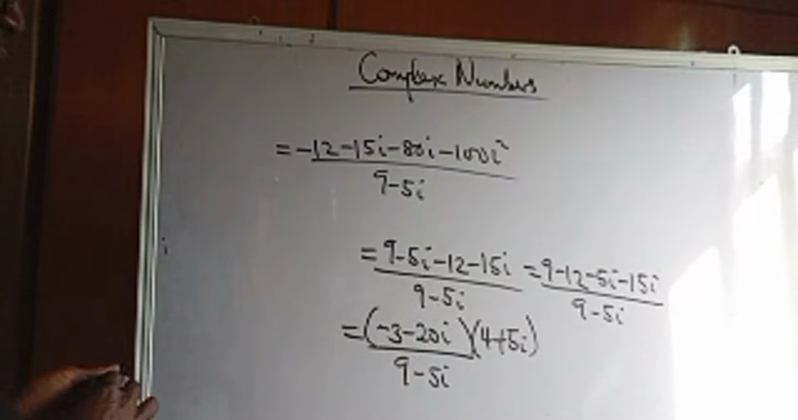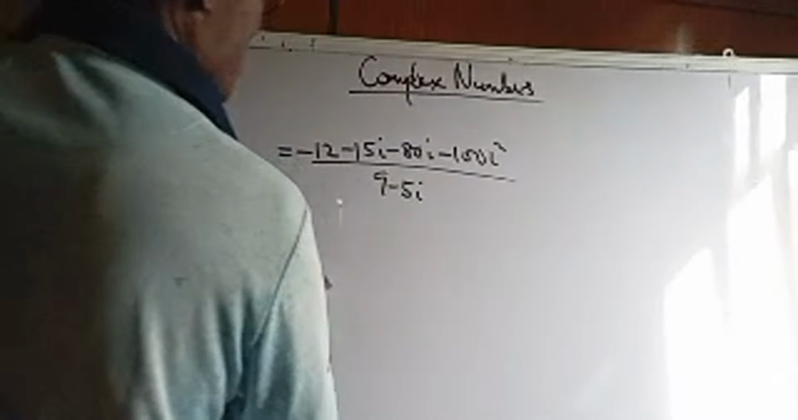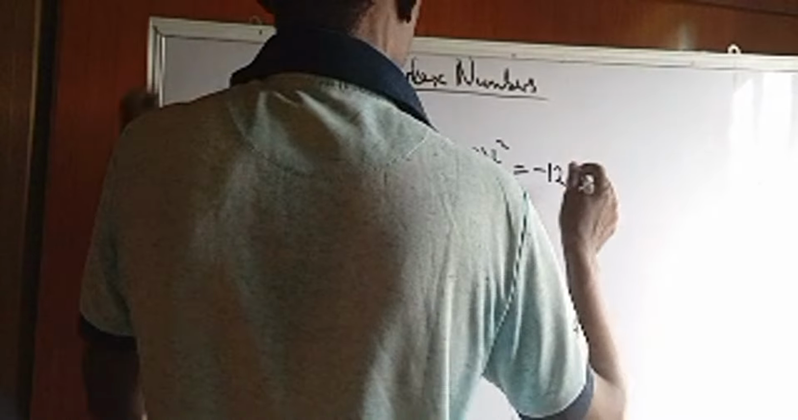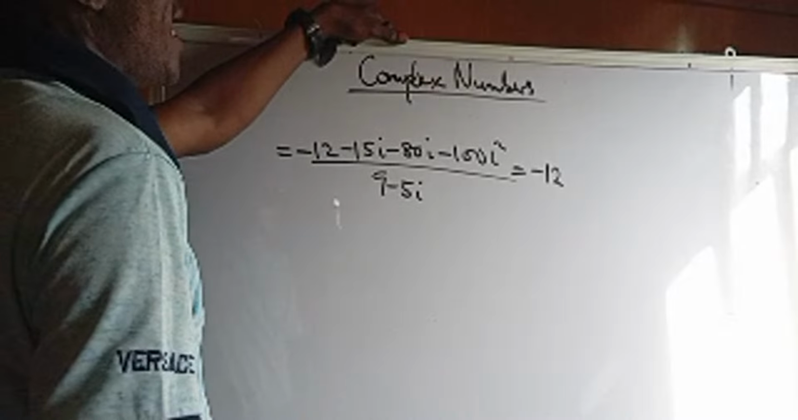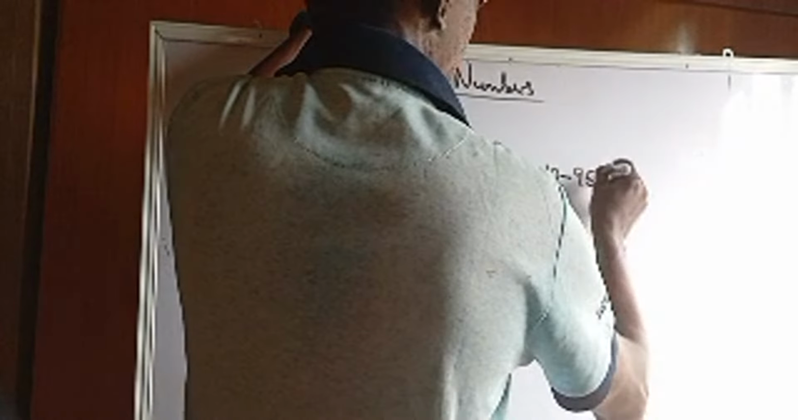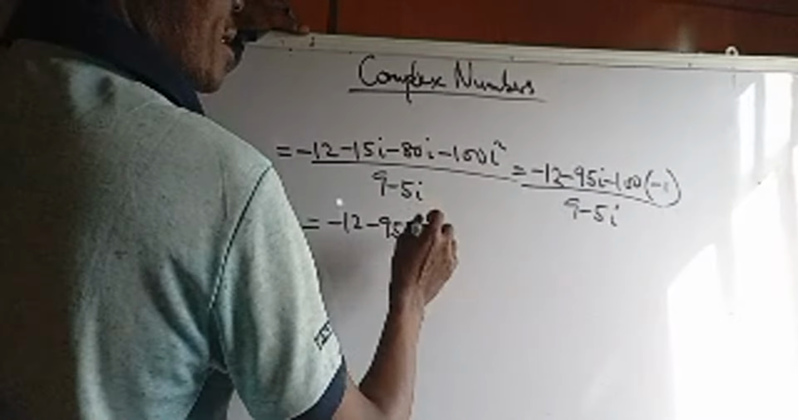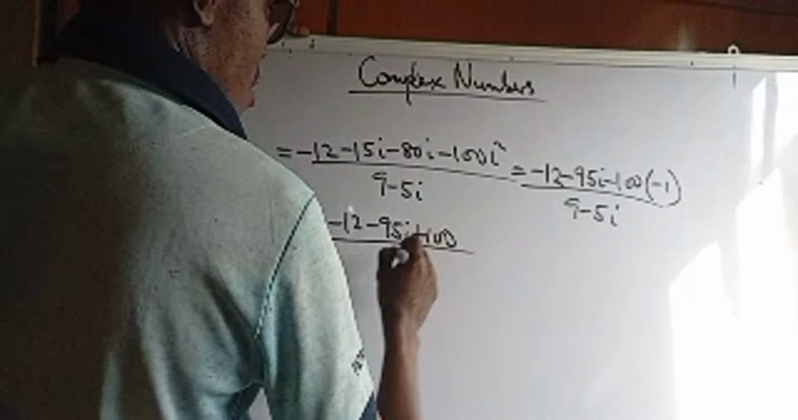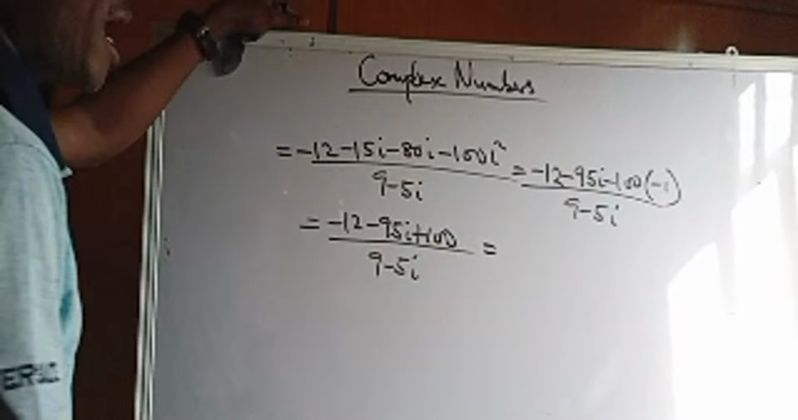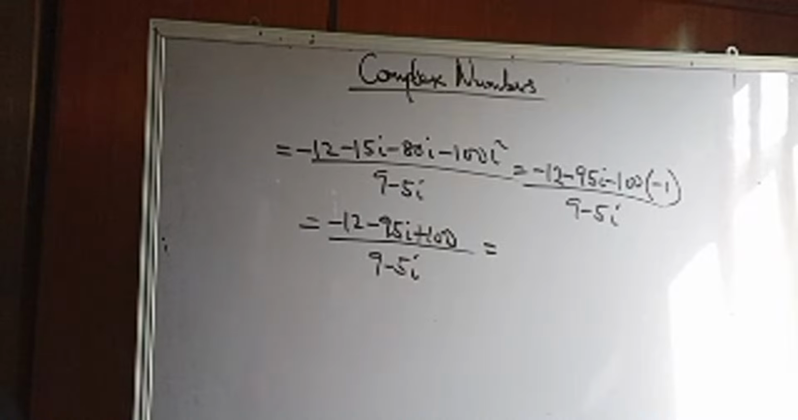In this case, we just have to collect like terms and rationalize. So this will be minus 12 minus 15i minus 80i, that's minus 95i. I think that's correct. Yes. Then minus 100 times i squared, which is minus 1. So that will give us minus 12 minus 95i plus 100, because 100 times minus 1, you know you are multiplying, all over 9 minus 5i. So you now have minus 12 plus 100.